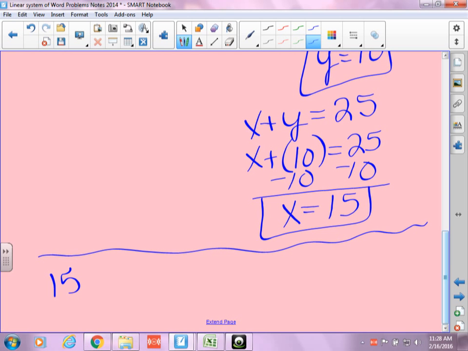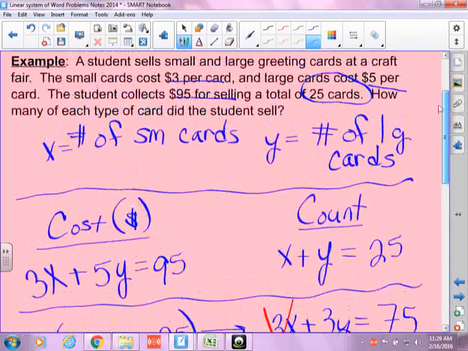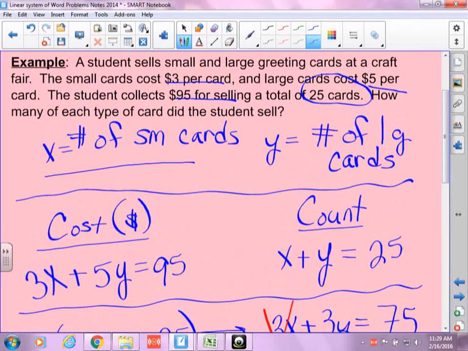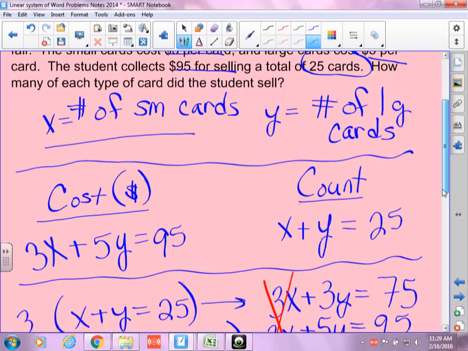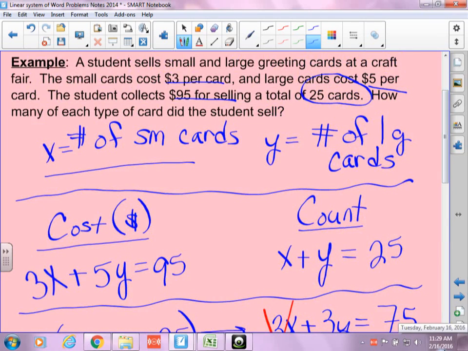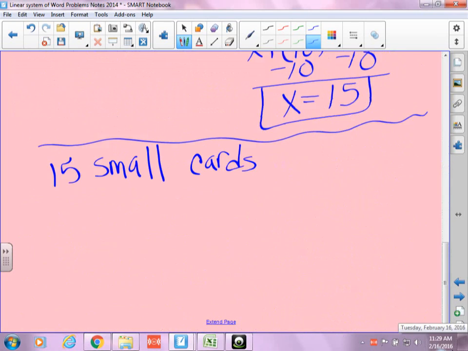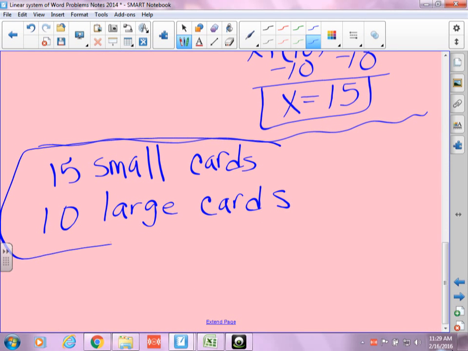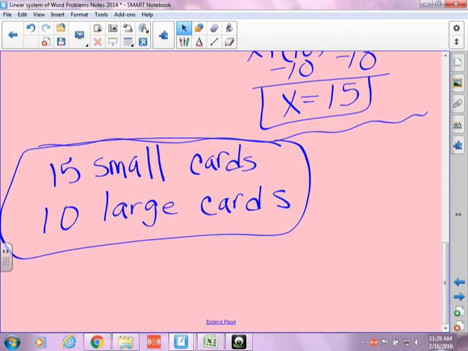Okay, 15 small cards. And why small cards? Why isn't it large cards? Because it's x. And x we defined up above as number of small cards, right? That's why it's 15 of small cards. All right? And y is 10 large cards. So I'm going to go 10 large cards. And did I answer my question? Because it asked me how many of each type of card.